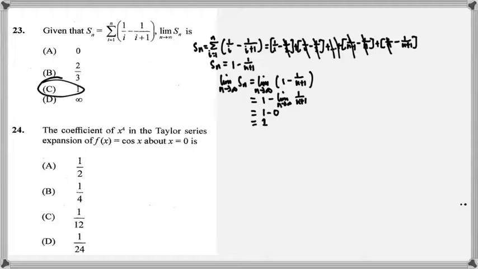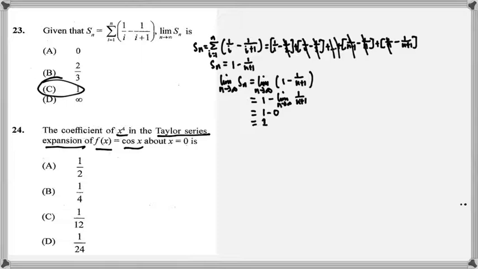Right, so let's look at now question 24. We have the coefficient of x to the fourth in the Taylor series expansion of f of x is equal to cos x about x is equal to 0. They're asking us for the coefficient of the x to the power of 4 term in the Taylor series expansion of f of x equals cos x about x equals 0.